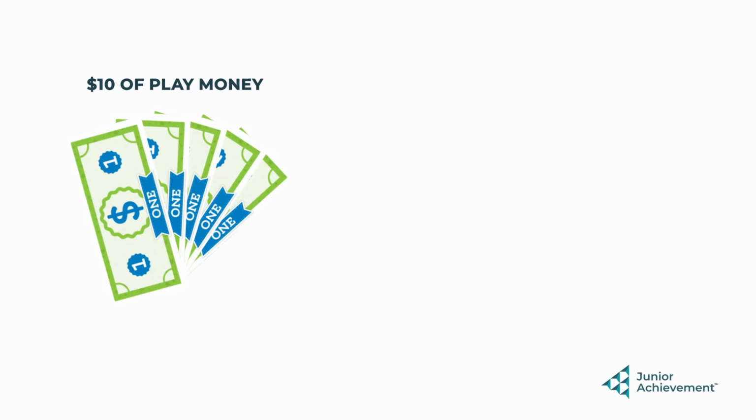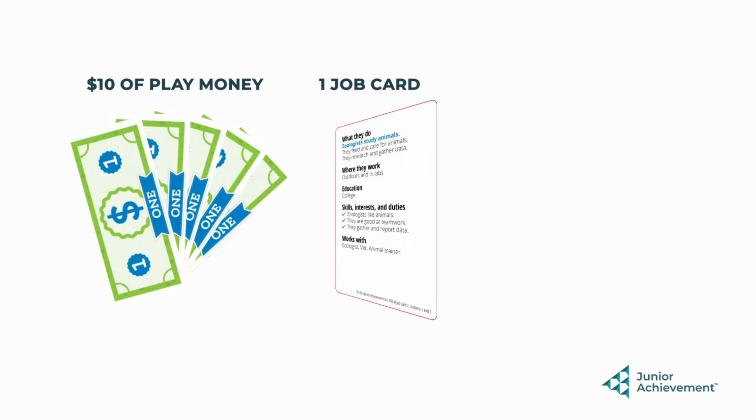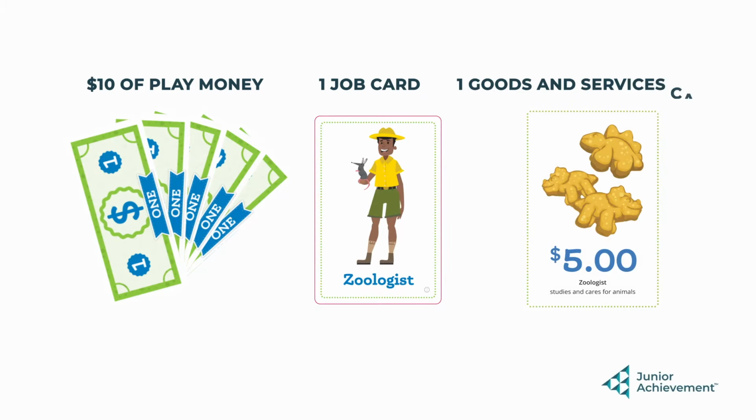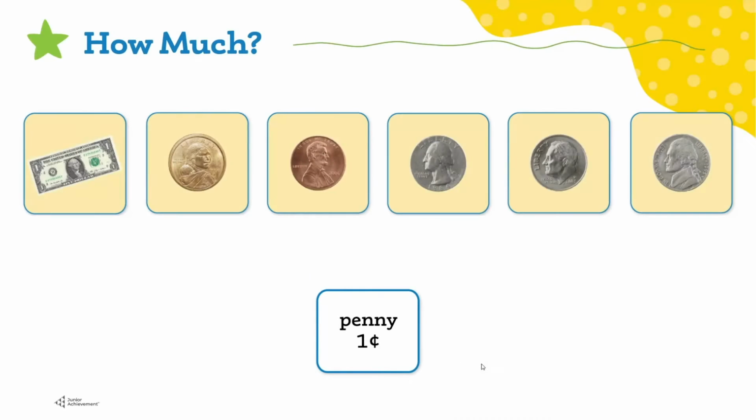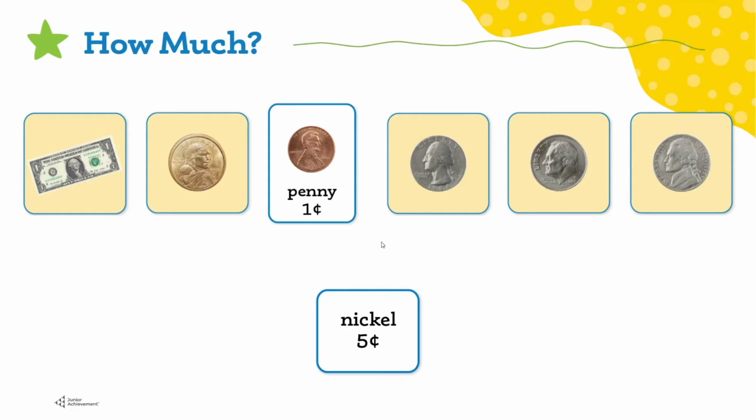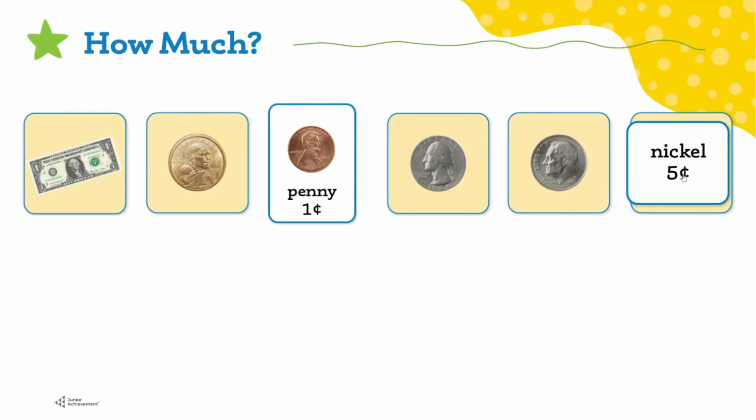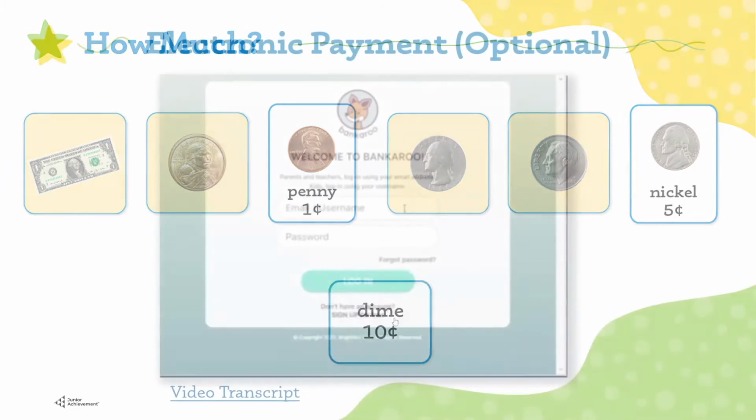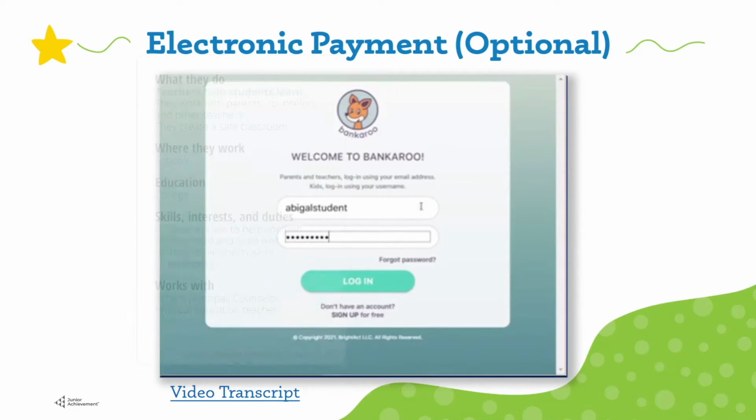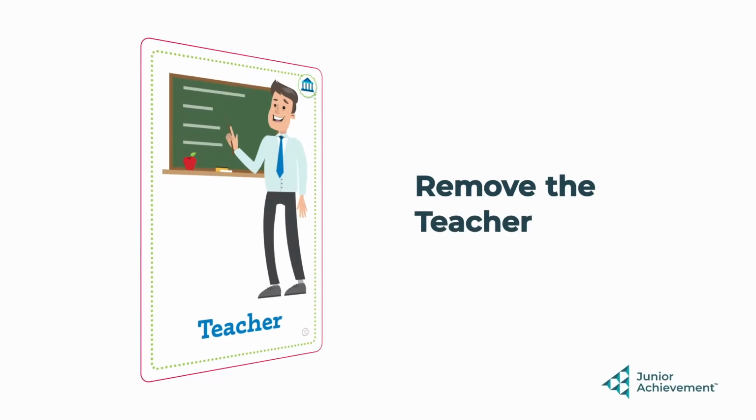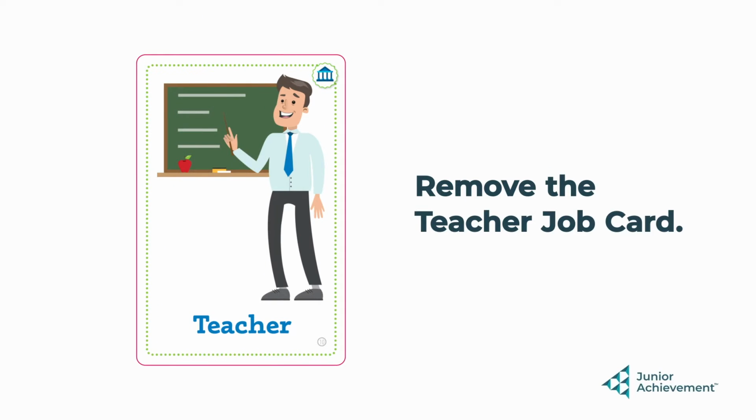Each student should receive a bundle that includes $10 of Play Money, a job card, and the associated goods and services card. You may want to use a paper clip to keep each bundle together. If you are using the on-screen presentation, log in and practice navigating and using the interactive features. Be sure to open and preview any videos or web resources. Make sure to remove the teacher job card from the deck.